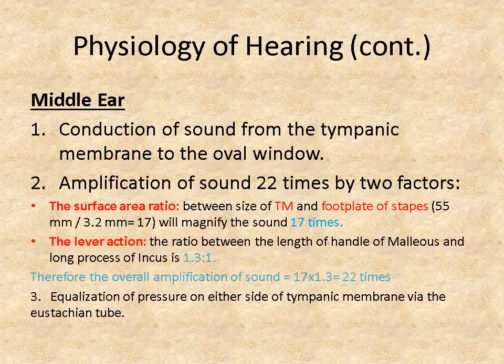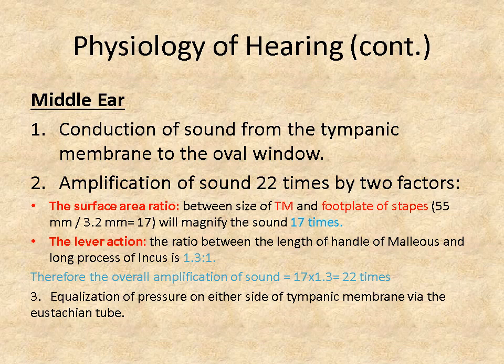In the middle ear, sound will be conducted from the tympanic membrane to the oval window. The vibration of the tympanic membrane will be transferred to the ossicles, causing movement of the ossicles. Inside the middle ear, there is a process of amplification of sound, 22 times almost. This happens by two factors.